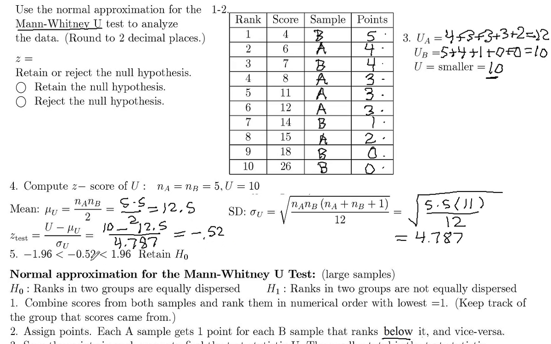And then that negative 0.52 is between the two cutoffs for the rejection region. It's not extreme. It's not past 1.96. It's not past negative 1.96. So we're going to retain H0. So our z is negative 0.52. And we are going to retain the null hypothesis. And that wraps up that question.